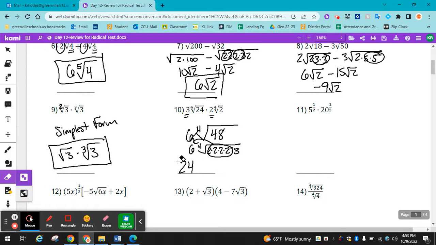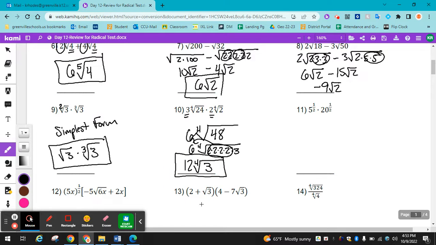Oh, I did it again. That's wrong. Sorry. Every 4, 1 comes out. So only 1, 2 is coming out. So that's the 12th. 6 times 2 is 12. Duh. 4th root of 3. 12, 4th root of 3. Final answer.